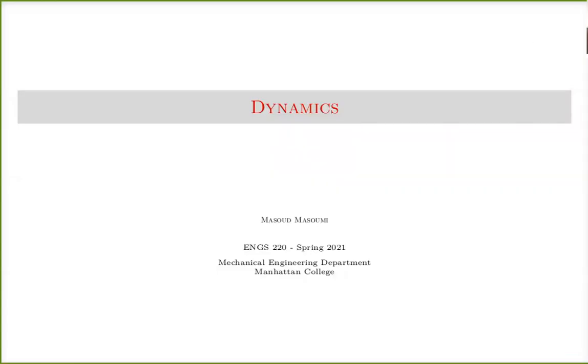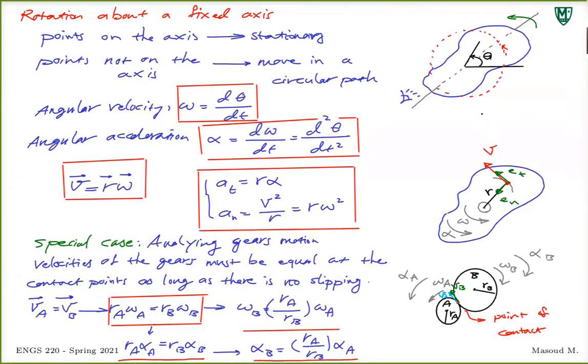So we're talking about rotation about a fixed axis, right? I brought the last two slides just to refresh your memory about what we were talking about. We said the motion of a rigid body, at least in a 2D plane, you can look at it as three types of motion.